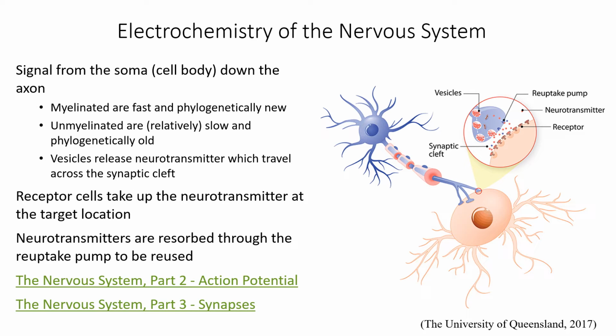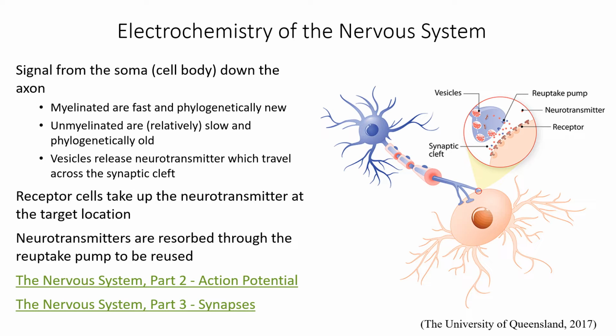Again, myelin, the myelinated nerves, axons are fast, and phylogenetically they are newer. The unmyelinated, again, are relatively slow, and phylogenetically they're older. So the signals travel down the axons to the terminal where there are vesicles that contain neurotransmitters. The motor neurons are classified as efferent and transmit impulses toward muscles or glands, while the sensory neurons are classified as afferent, which sends impulses toward the central nervous system.